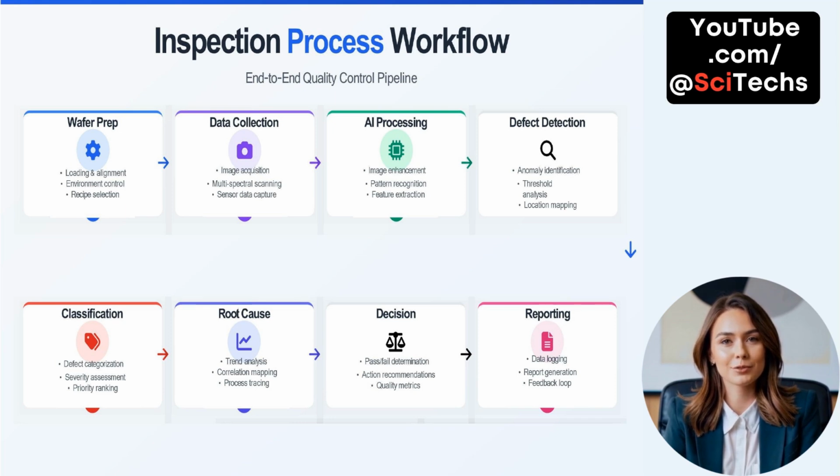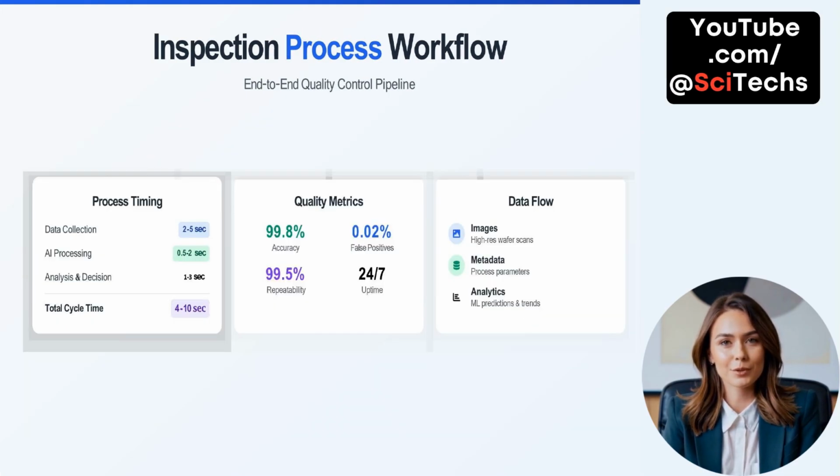The root cause stage follows, using trend analysis, correlation mapping, and process tracing to determine why the defect occurred. In the decision phase, pass-fail criteria are applied, recommendations are made, and quality metrics are evaluated. Finally, reporting ensures data is logged, reports are generated, and insights are cycled back through a feedback loop to improve upstream processes.